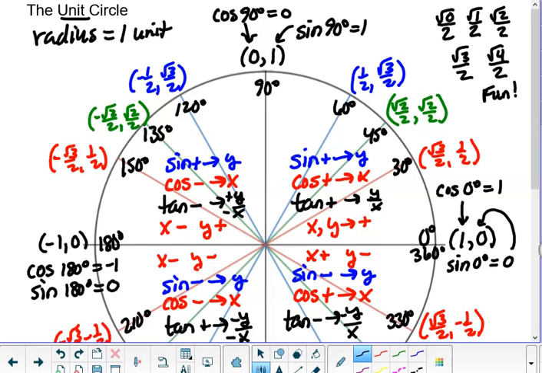Just a fun pattern. I thought that was an interesting little pattern to show you as we go around the unit circle. So in our next video, we're going to talk about how this unit circle is going to lead us into sine and cosine and tangent graphs.